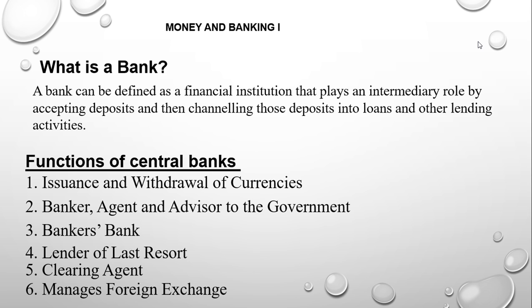The next thing we want to talk about is a bank. What is a bank? A bank can be defined as a financial institution that plays an intermediary role by accepting deposits and channeling those deposits into loans and other lending activities. So that is a bank. A bank accepts deposits, and that is the savings of people, and then they channel the deposits into loans and other lending activities. So more or less, a bank is a middleman between a lender and a borrower, right?